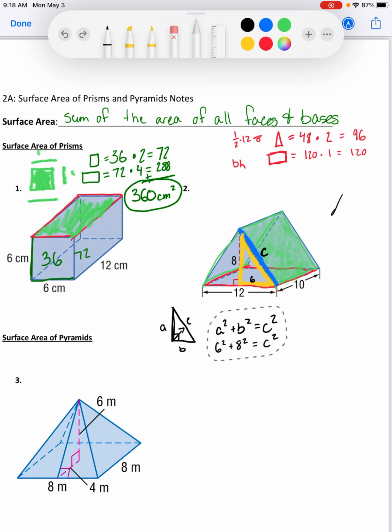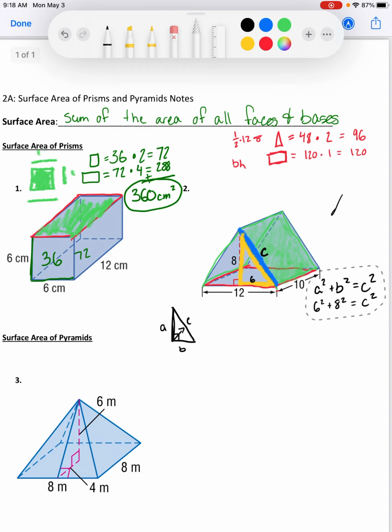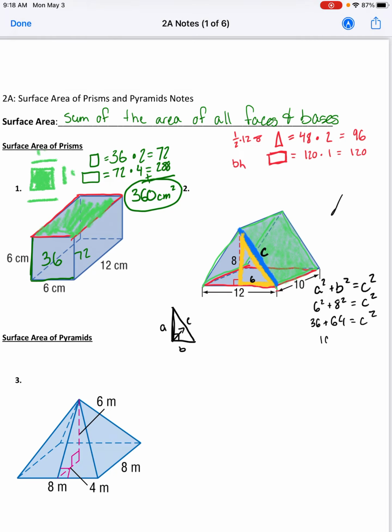Okay, well, this is going to take a trip over here where I can actually write. Alright, so 36 plus 8 squared, which is 64, is going to equal C squared. Now, 36 plus 64 is 100, equals C squared. Then our last step is we need to take the square root of each side, and we end up with C equals 10. So, instead of our C up here, we're just going to write 10.